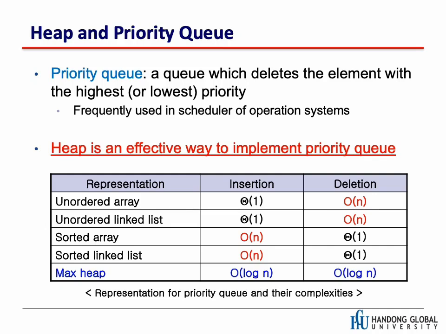When we insert, we need log n, and when we delete, we need log n. So it's better than the unordered array or linked list for deletion, and max heap is better than the sorted array or linked list for insertion.